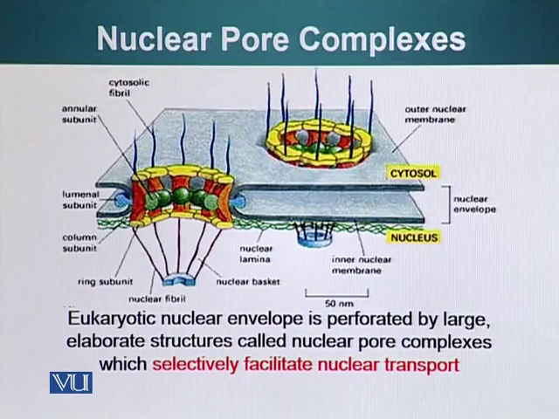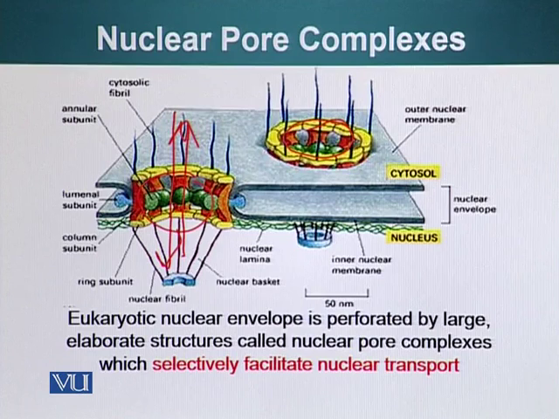The eukaryotic nuclear envelope is perforated by large, elaborate structures called nuclear pore complexes, which selectively facilitate nuclear transport. Now, I don't want you to remember all these different terminologies, nuclear basket, ring subunit, etc. What I want you to pay attention to is that there are a set of about 50 proteins which are forming this hole. Through this hole, proteins or molecules, RNAs, can move inside or outside the nucleus.